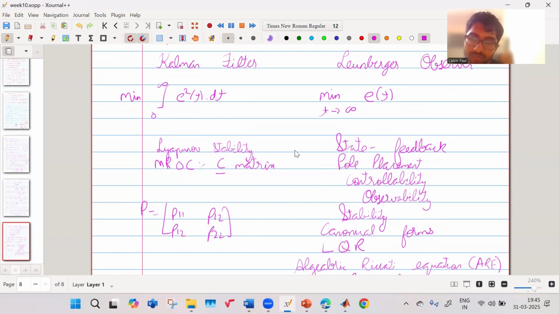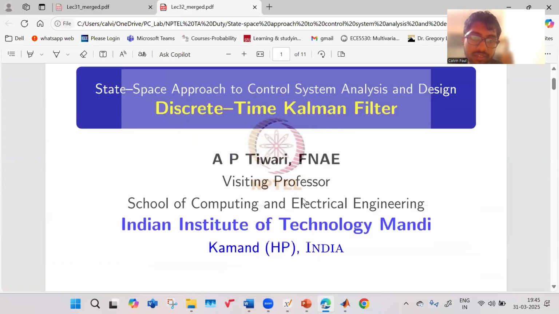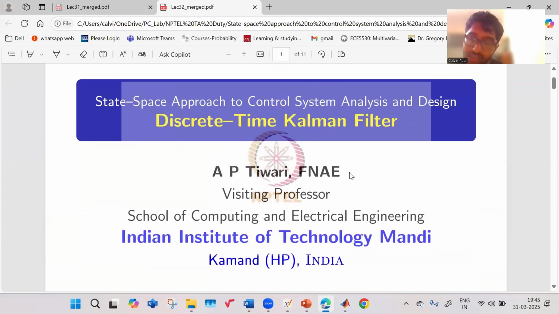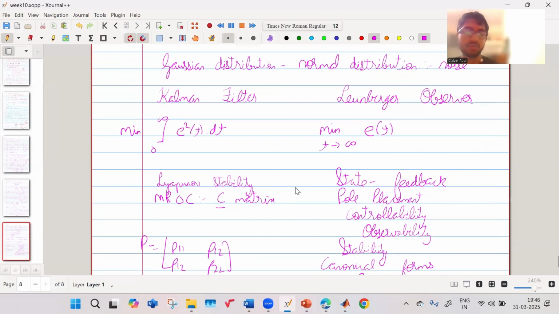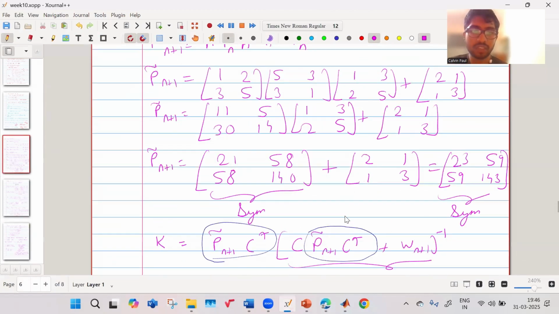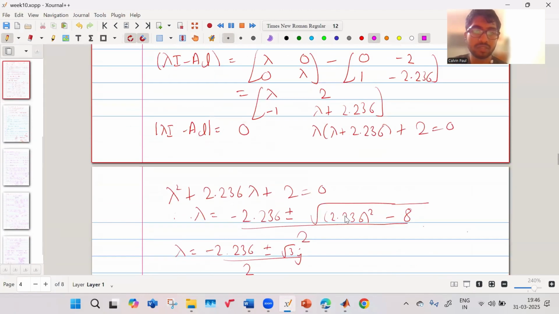Okay. And if you would have noticed, he has this FNA, which is a very prestigious award for a person to get. So what we could do is start here.